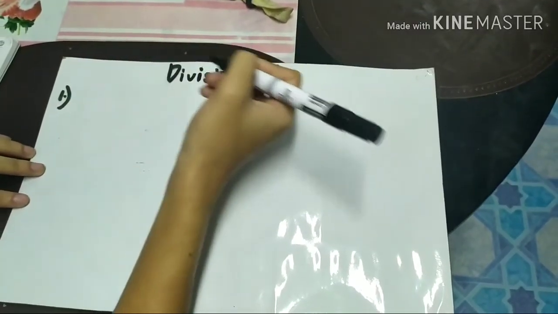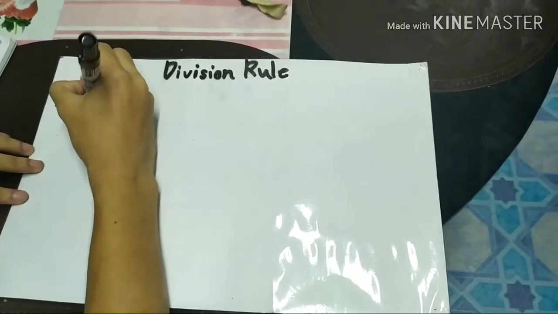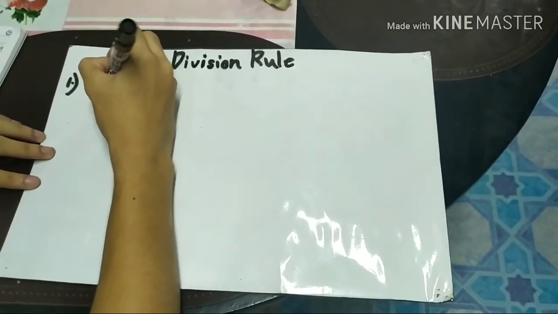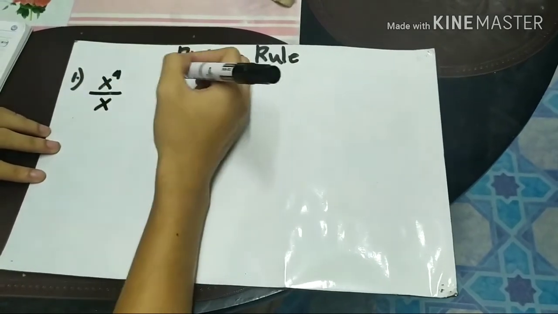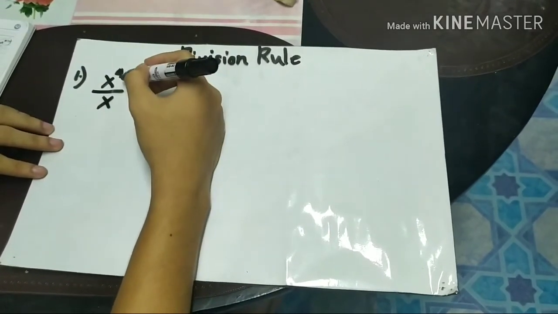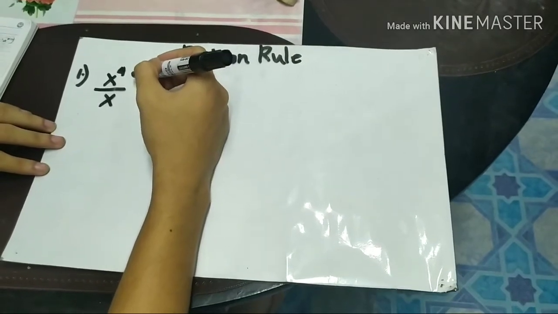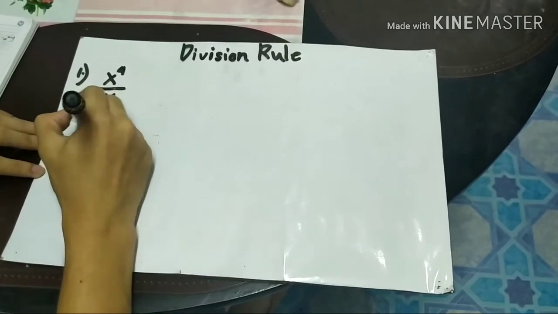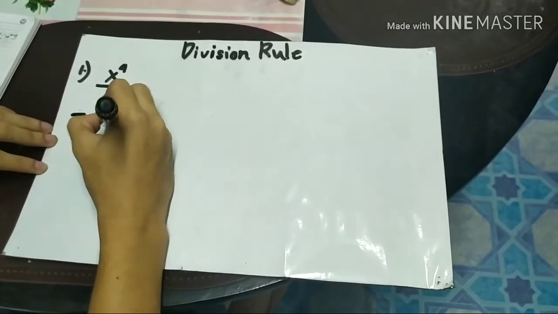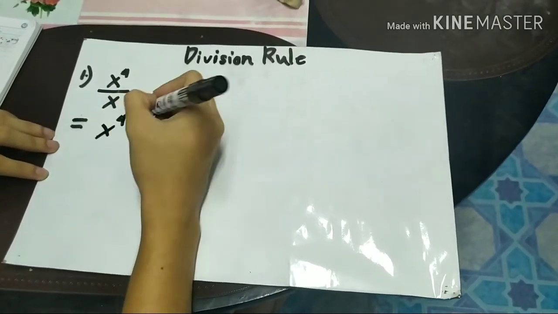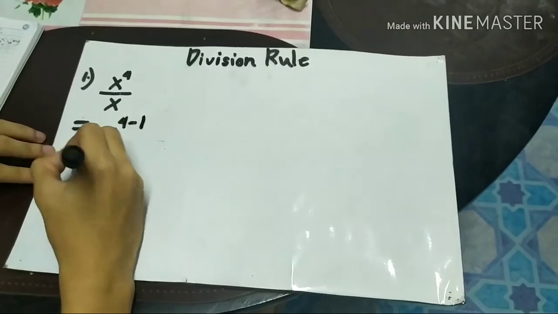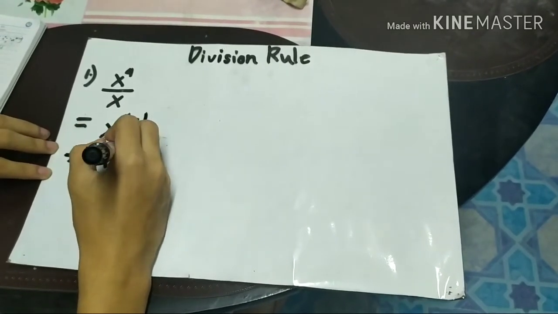Here is example number 1. x raised to 4 divided by x. Now you can see they are the same base, so we subtract the exponent. Equal x raised to 4 minus 1, then equal x cubed.